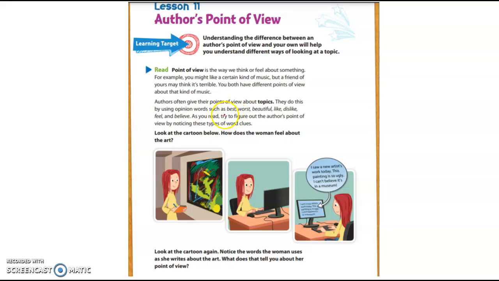They do this by using opinion words such as best, worst, beautiful, like, dislike, feel, and believe, and there's lots more. As you read, try to figure out the author's point of view by noticing these types of word clues.